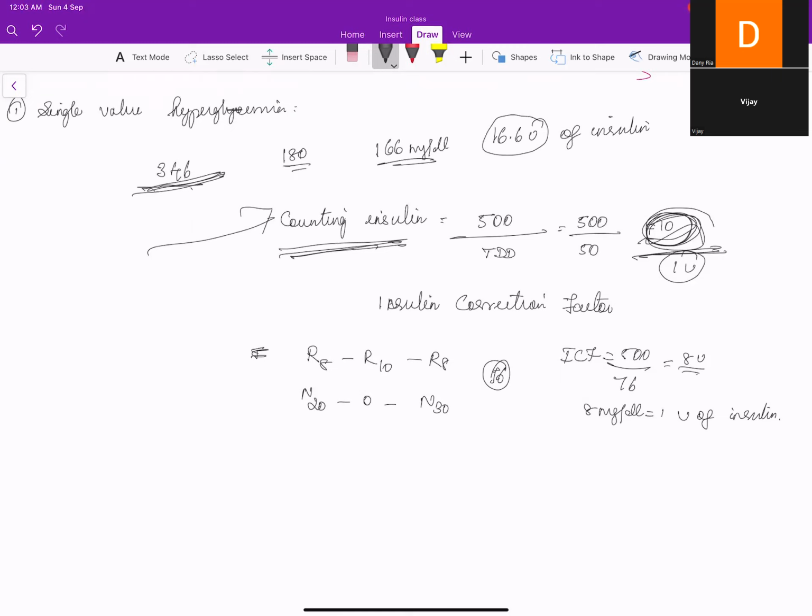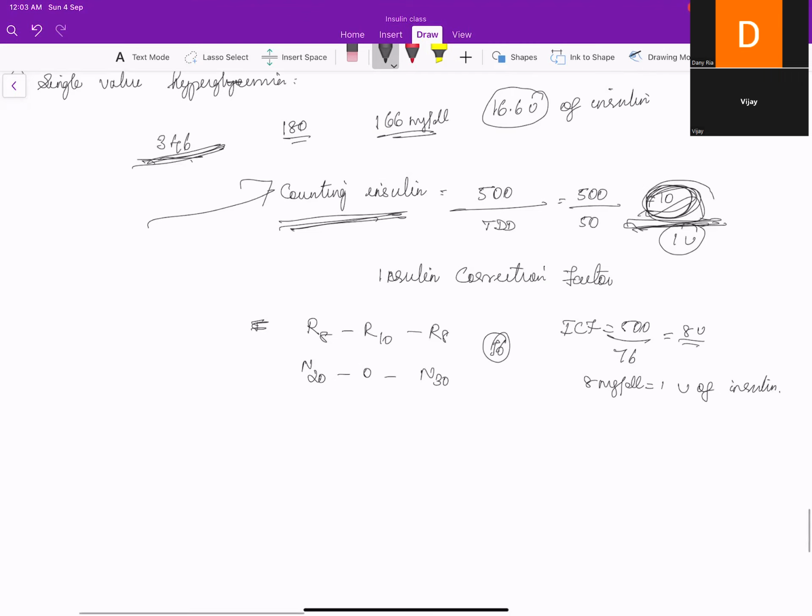Where is that 180 from? Sorry, I lost that. 180 is the target. 180 is the patient's target. But instead of being 180, the single value is 346. If we are given a task to reduce this 346 to the normal value before the next meal, you have to calculate the insulin sensitivity factor. If he previously was very controlled with insulin, 500 divided by the total dose of insulin will give the insulin sensitivity factor. That is how many milligrams per deciliter of glucose is reduced by 1 unit of insulin. Correspondingly, you can give the insulin.